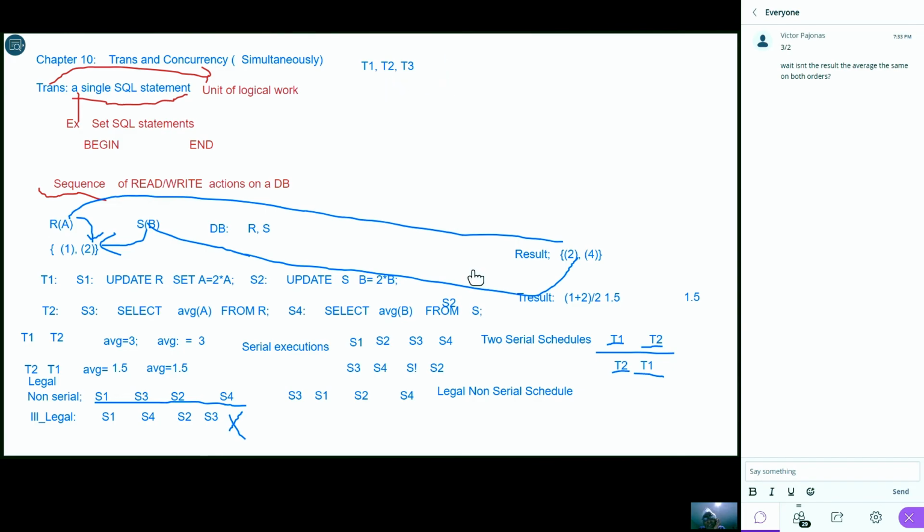I am asking that if I have 2 transactions, how many serial schedules are there? Well, there are only 2. Either the first transaction happens first and the next will be T2, or T2 first and T1 second. That's the only 2 serial schedules. If I have 3, how many serial schedules are possible?